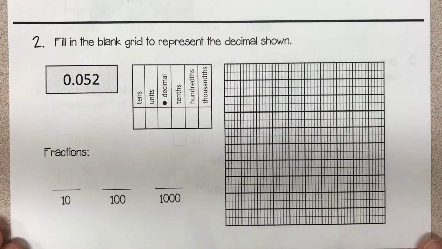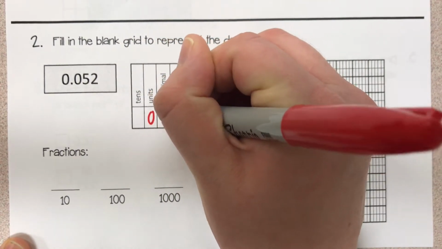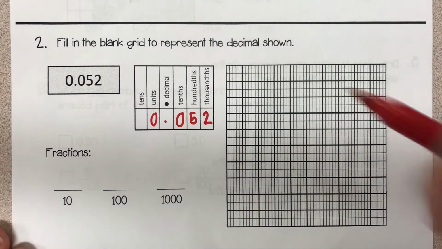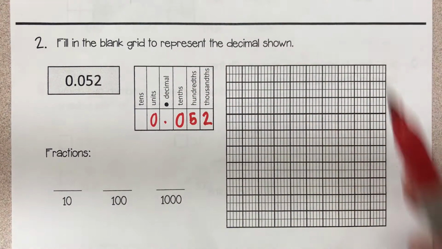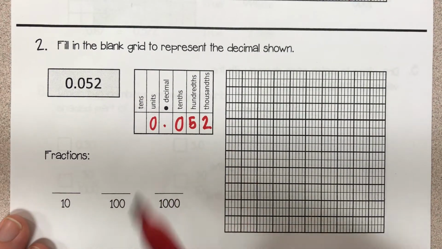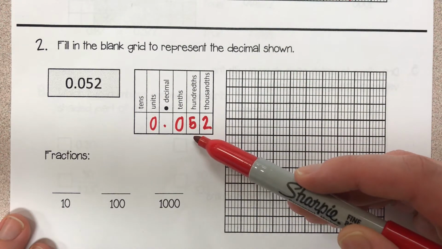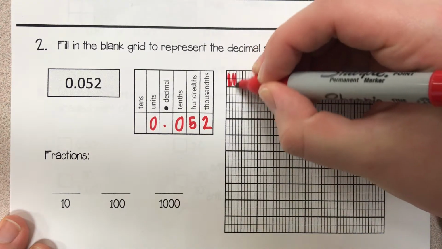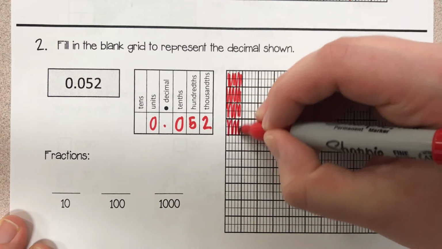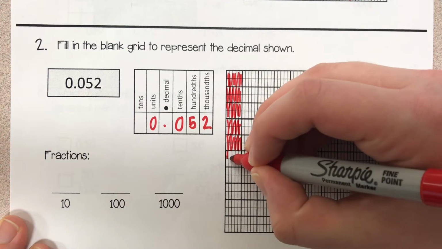And then let's go to number 2. So here we have 52 thousandths. Again, we're going to fill this in on this little block that tells us exactly what place value each digit has. So to fill this in on the grid, we do not need to fill in any of the complete tenths. There are 0 tenths in this case. Now we need to do 5 hundredths. So 5 of the squares, 1, 2, 3, 4, 5, and then 2 of the little thousandths, so 1, 2.